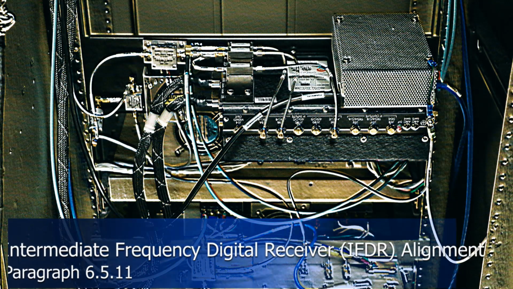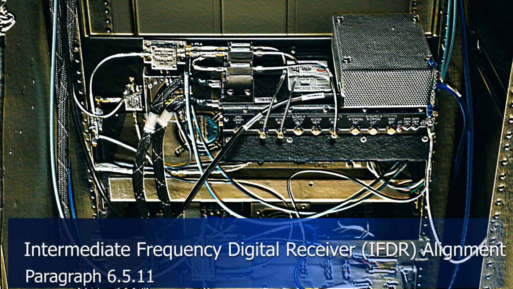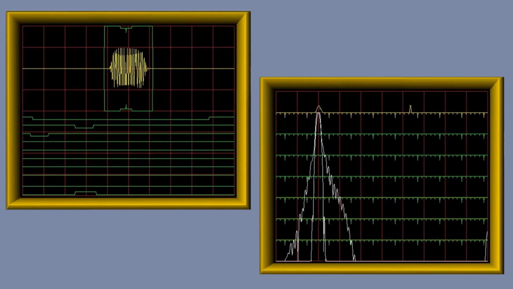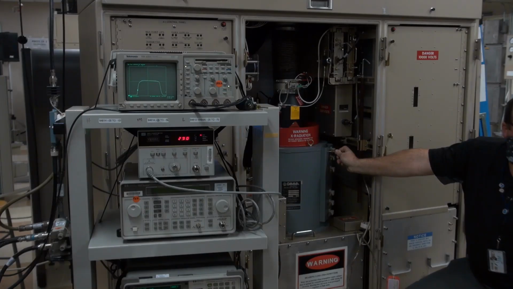Paragraph 6.5.11, Intermediate Frequency Digital Receiver Alignment. This procedure adjusts the digital signal processor's finite impulse response matched filter based on the characteristics of the transmitter burst pulse, optimizing the receiver to obtain the best possible burst pulse sample. Any adjustments made to the transmitted pulse require the IFDR alignment to be reaccomplished.